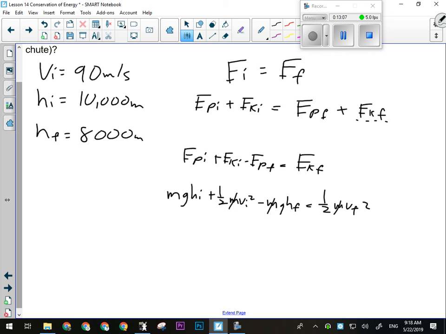Mass is going to cancel because I'm being asked to solve for a speed or a height, and those are independent of mass. I want to get vf by itself. So what do I have to do to this 1/2? Divide it over to the other side. And I'm looking for vf, not vf squared, so I need to square root. Now I'm solving for vf.